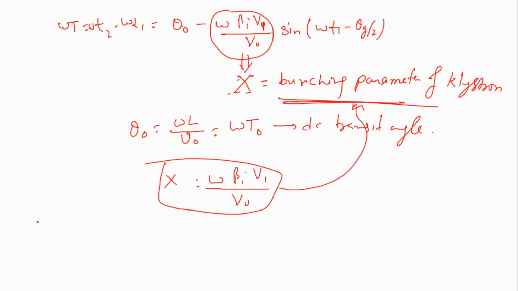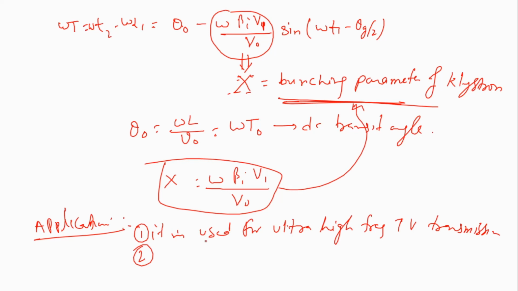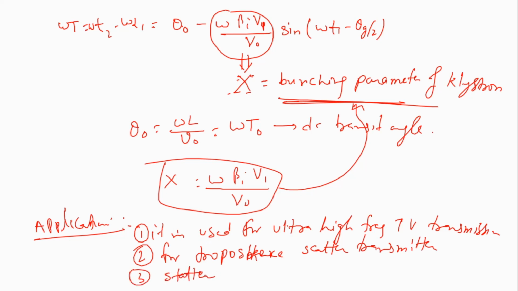Now if we move on to the application part, it is used for ultra high frequency TV transmission, and it is also used in troposphere scatter transmitters, and it is also used in satellite communication for amplification purposes, and it can also be used in radar applications. So all these are the applications of the klystron amplifier.